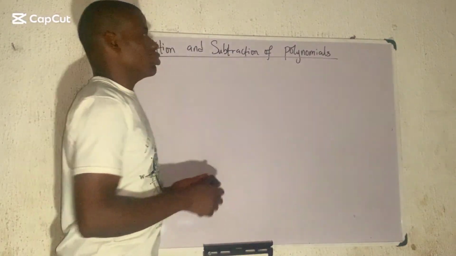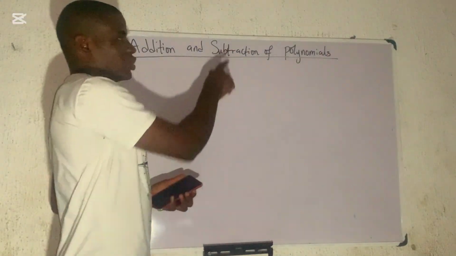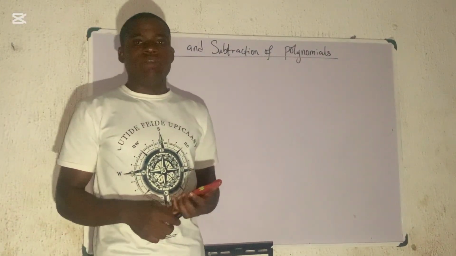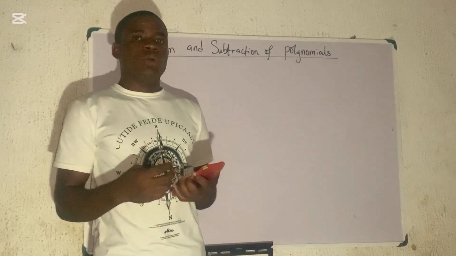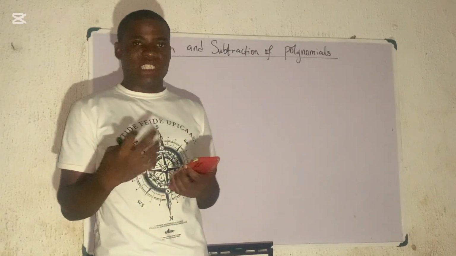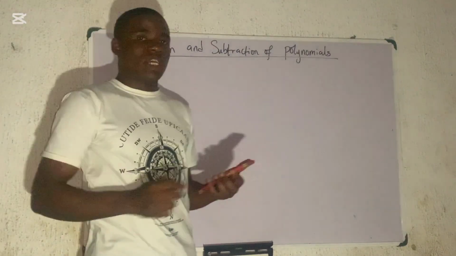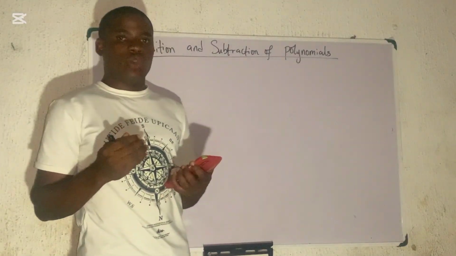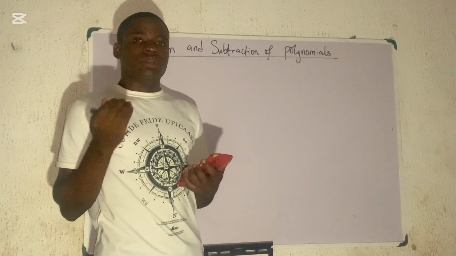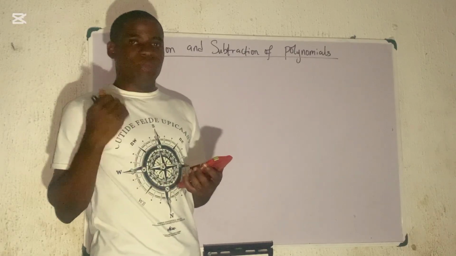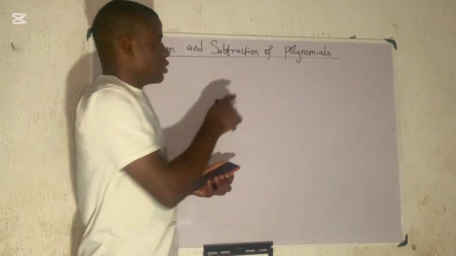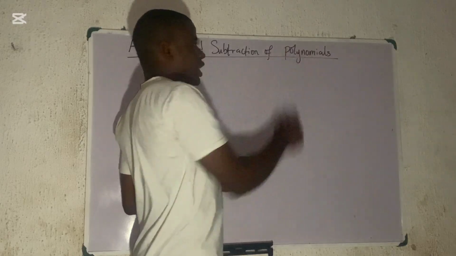Hi, in this video, we'll be looking at addition and subtraction of polynomials. In my previous video, I explained what polynomials are and I gave examples as well. So we know what addition is, we know what subtraction is. Since you're in primary school, since we're in lower class, you did addition and subtraction, it's no big deal. But now we would like to add and subtract polynomials.